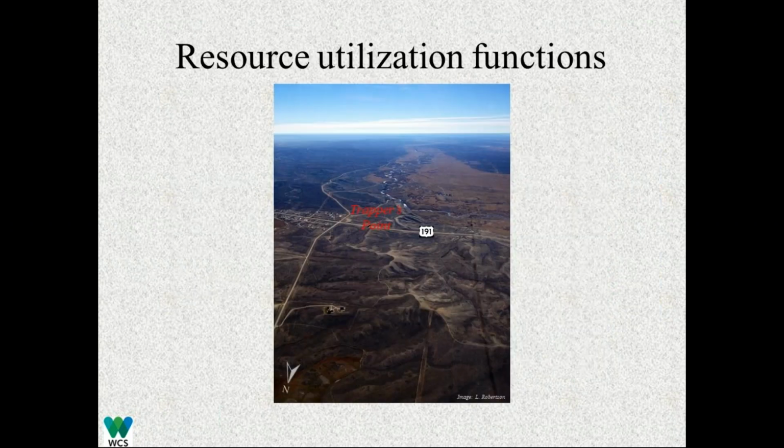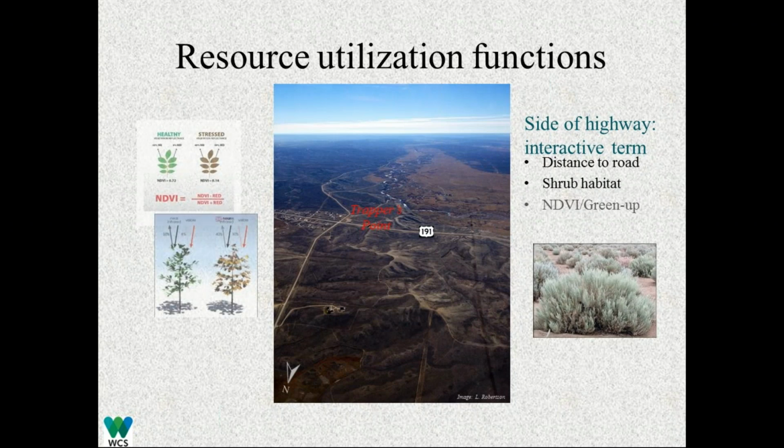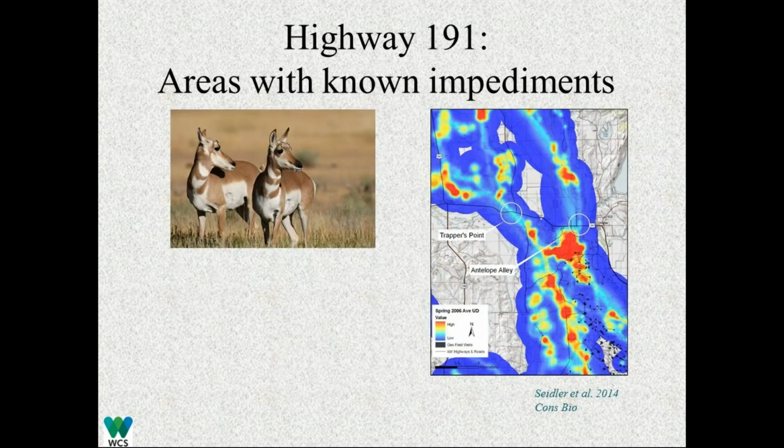And we took those utilization distributions and we plugged them into a resource utilization function. And this RUF is basically a resource selection model, except that it relies on those utilization distributions from the Brownian bridge as a continuous response variable as opposed to a categorical variable of use versus available. And what we wanted to do is model if roads and gas well paths could be a driver of these stopover points in addition to just resources. And so we looked at side of highway, whether it was the approach side or the departure side, as an interactive term. And then we looked at things like distance to road, shrub habitat, and then NDVI as a measure of habitat quality to disentangle that.